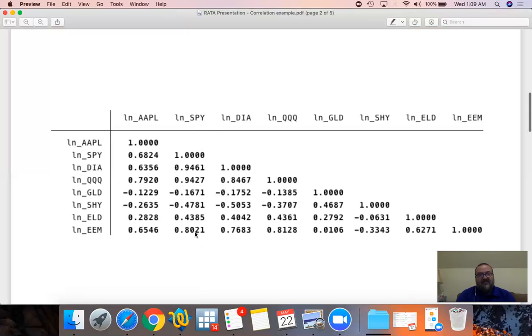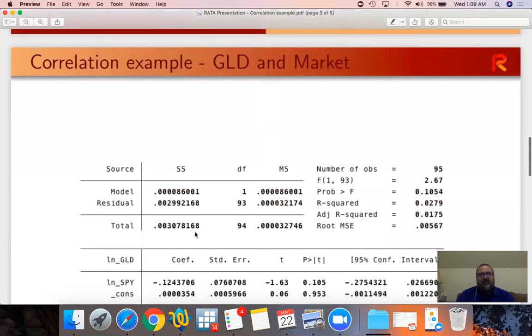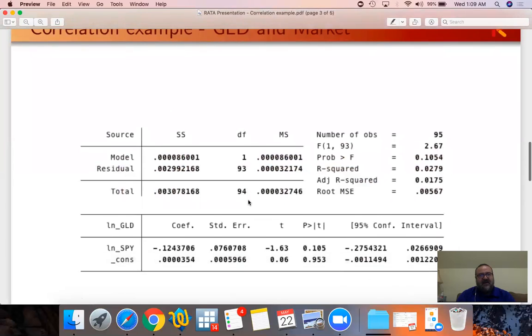Again, roughly speaking, they move together 80% of the time in a similar fashion. There's a linear correlation that is 80% fit. Now, if we wanted to have a real statistical test of how much this correlation is and how reliable it is, then we do a regression, a linear regression. So there are three examples in this presentation.